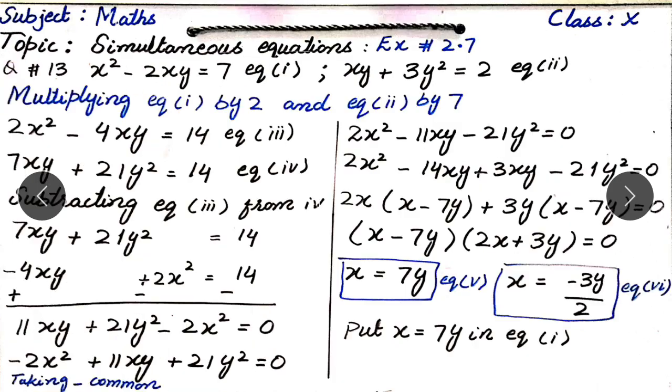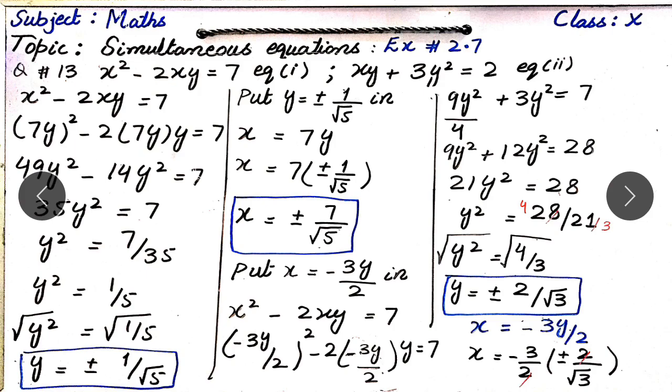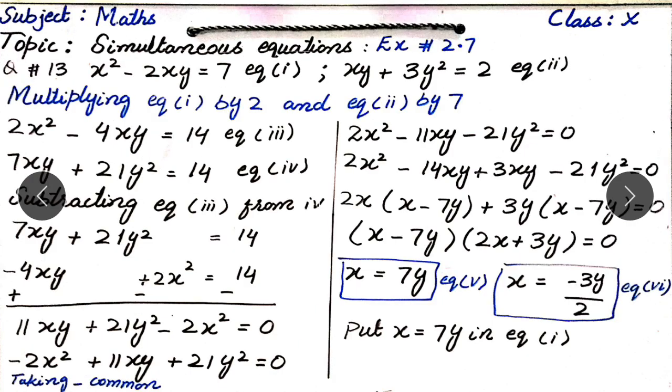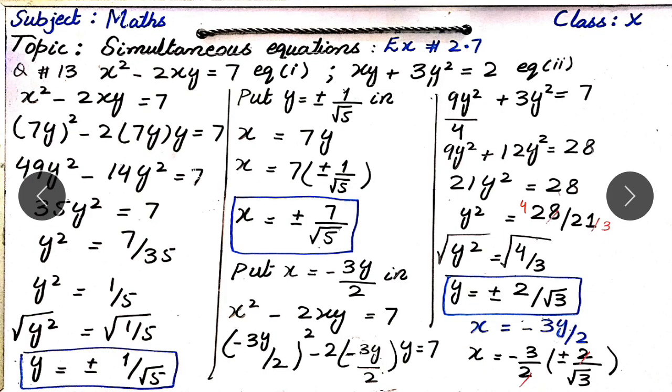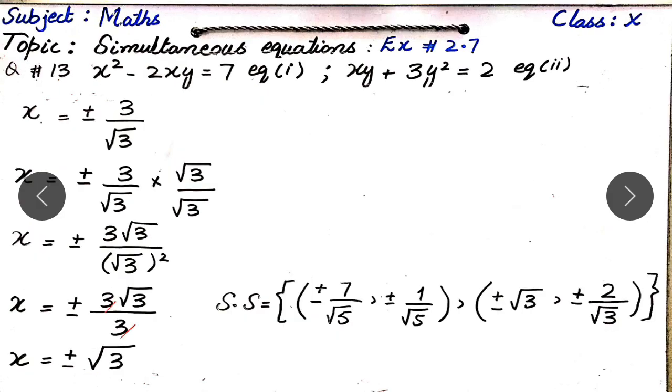Now the next value of x is equal to 3y minus 2. You have to put this in the equation. You can see here you have put it in the equation and you have the value of y. Now again put this value of y in the same equation, so you will have the values of x here. Here we have the values of x.